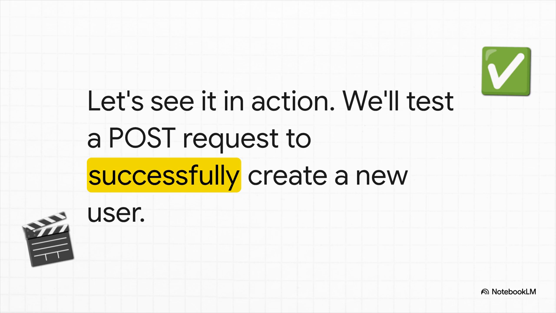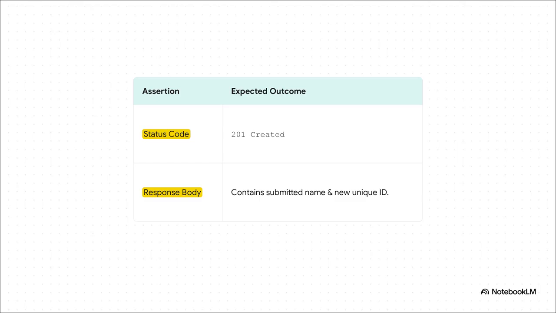Okay, let's walk through a classic example, creating a new user with a post request. And we'll start with the positive test, the happy path. So for our positive test, we send a totally valid payload, but our assertions have two parts. First, we expect a 201 created status code.